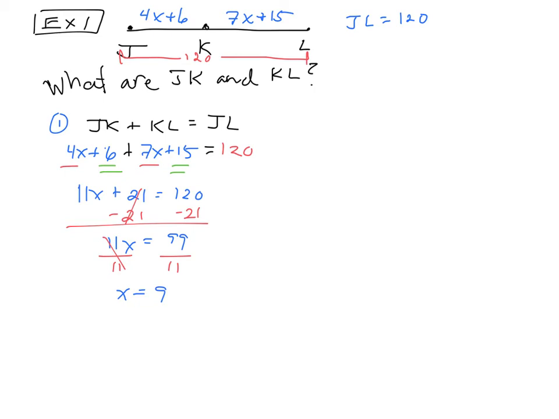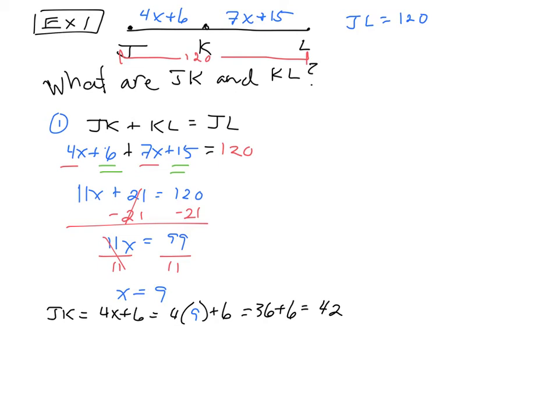The question is looking for what? You've got to plug it in. Plug it in, right? The question says, what is JK? Well, JK is equal to 4x plus 6, right? So we're going to plug in 9 for that x. What's 4 times 9? 36 plus 6 equals 42.